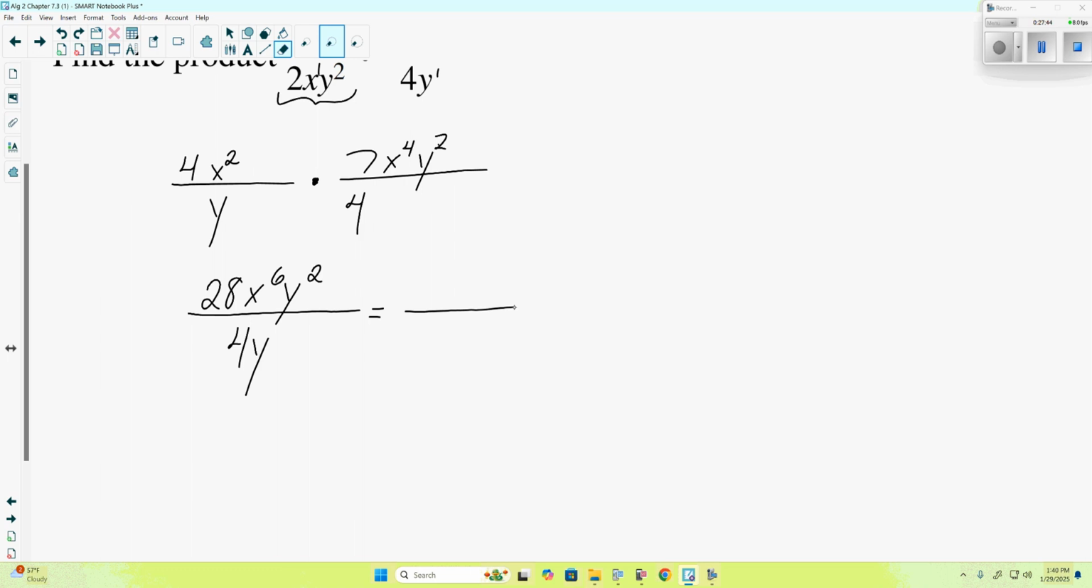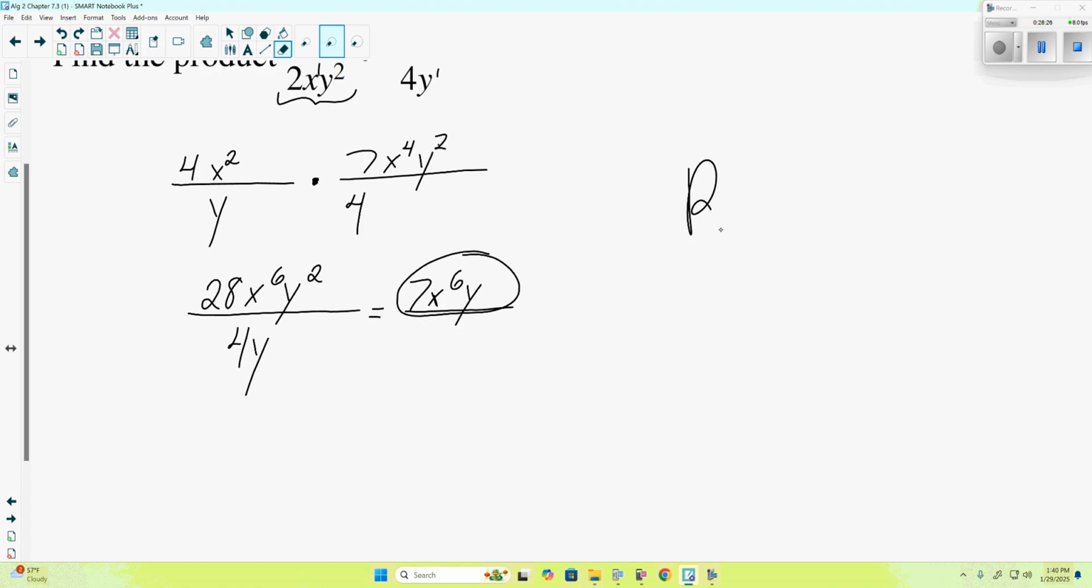28 over 4? It would be 7, yeah? And it's going to be on top. There are no x's on bottom, so it's just going to stay x to the 6th, yes? Now we do have a y on top and bottom, so y squared over y. Our 2 minus 1 is 1, and since it's bigger on top, it stays on top, yes? Well, 28 over 4 reduced to 7 over 1. Is there anything left on bottom besides 1? So our final answer is 7x to the 6th y.